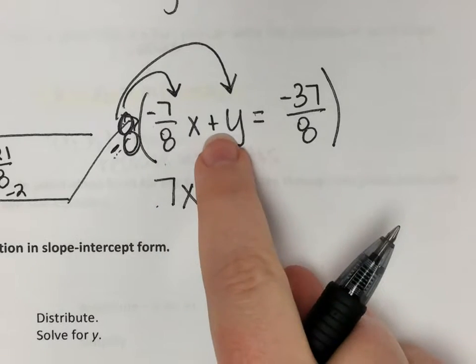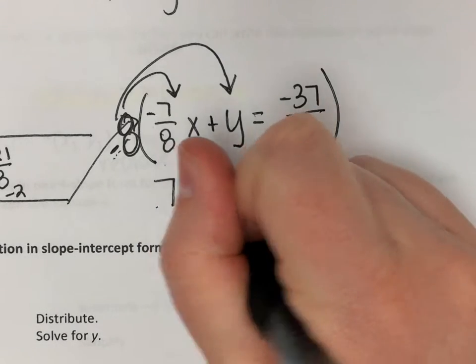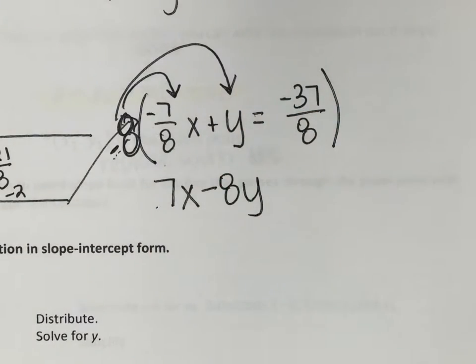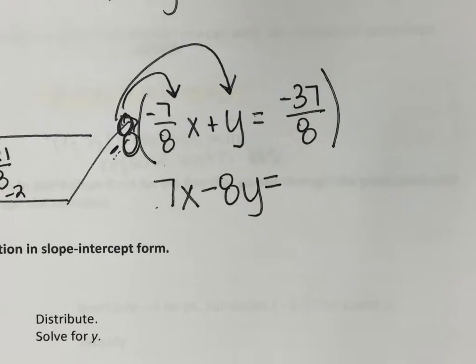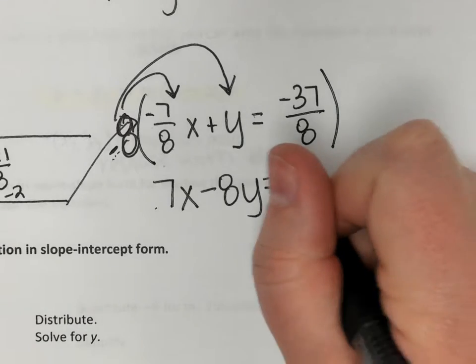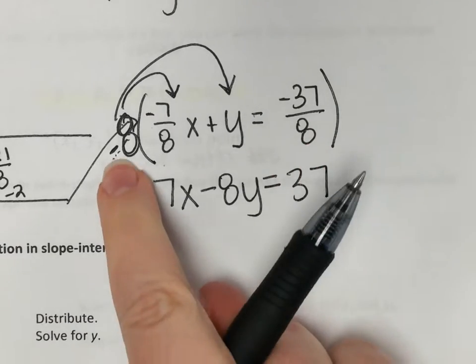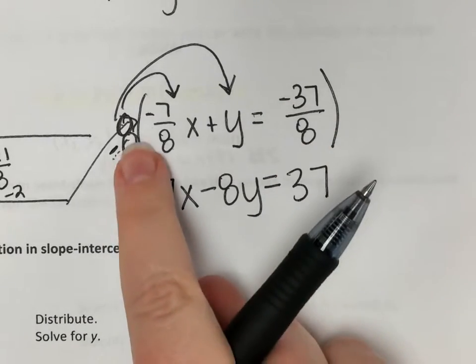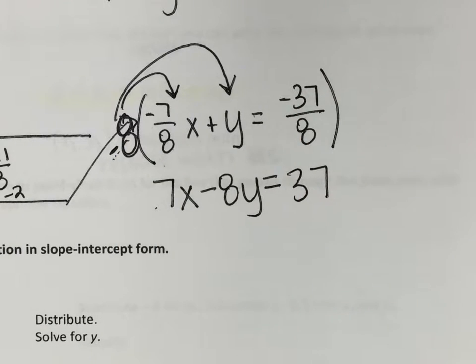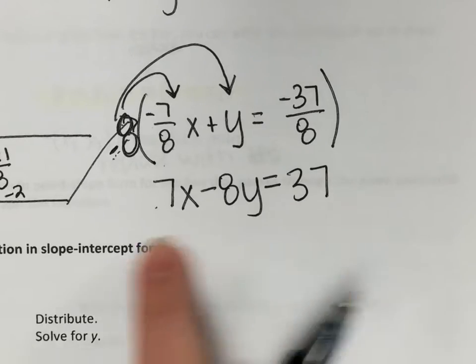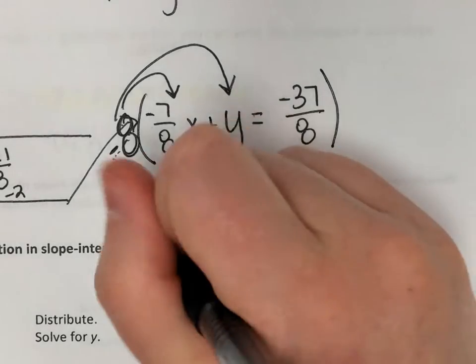So negative 8 times a positive 1y gives us a negative 8y, is equal to 37. Positive 37. A negative and a negative make a positive. 8 divided by 8 leaves us with the numerator, so positive 37 on top. So guys, now are we in a correct standard form? Yes. Good job.